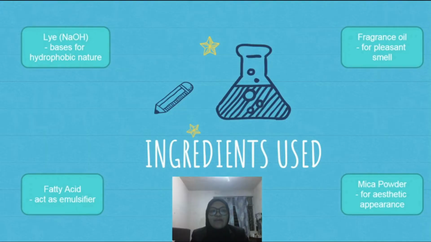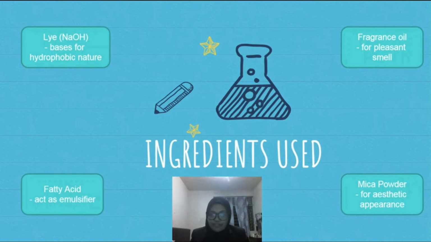The next one is the ingredients used to produce the soap. These are the four main ingredients that we use. First we have lye, which is sodium hydroxide, natrium hydroxide. Natrium hydroxide is the base for the soap to become hydrophobic in nature, which means the soap will repel the water.